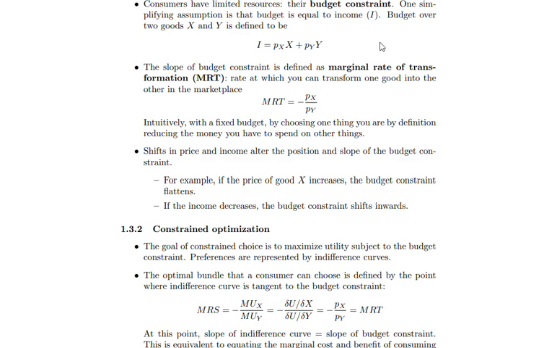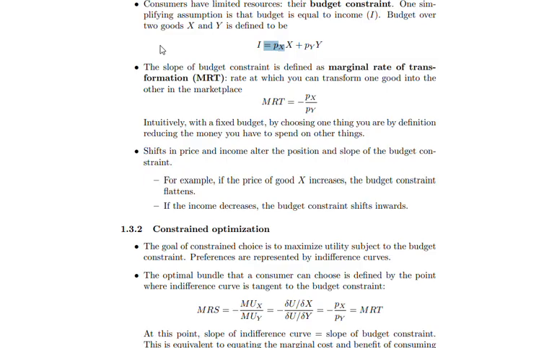One simplified assumption is that budget is equal to income. The budget for goods X and Y is defined to be the price of X times X plus the price of Y times Y. The slope of the budget constraint is defined as the marginal rate of transformation, the rate at which you can transform one good into another good in the market. So the MRT is the price Px over Py.